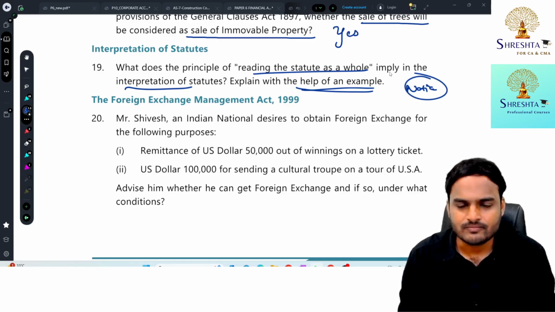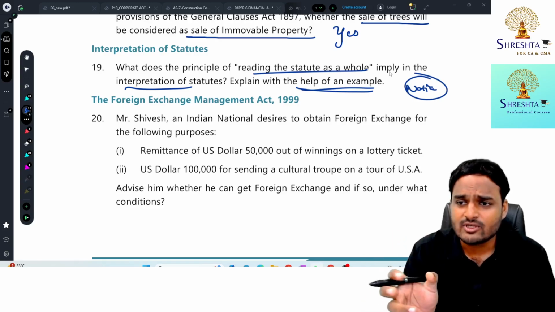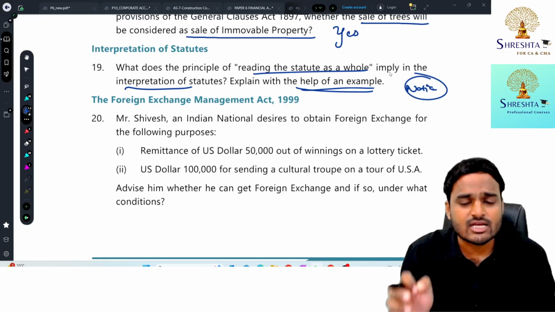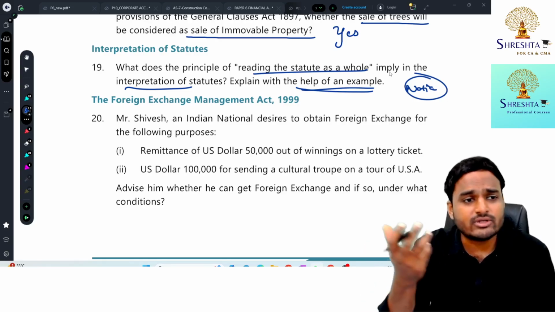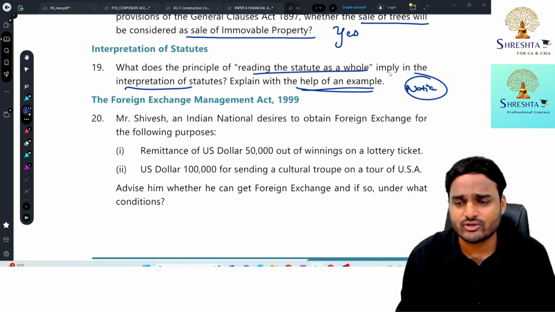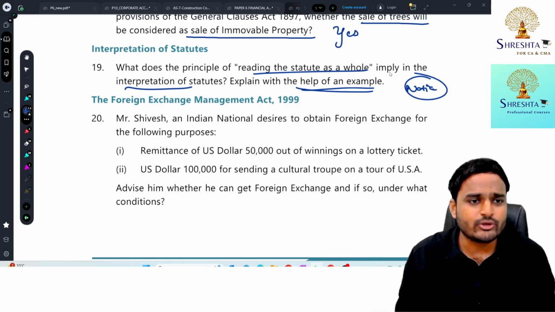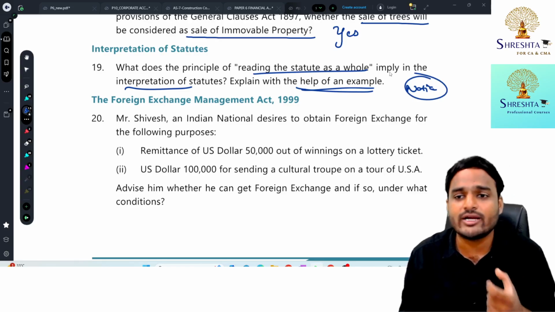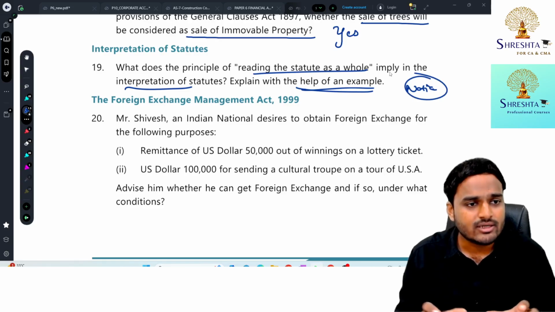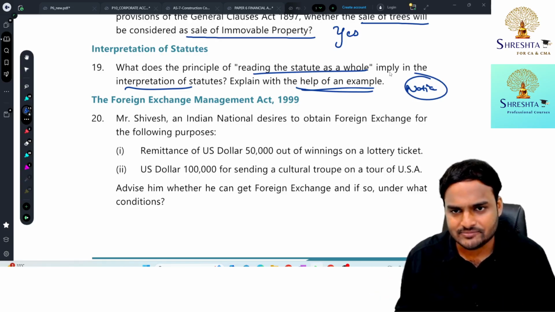Understood? Suppose the provision is very clear, that notice of AGM shall be given in writing, then there is no confusion at all. Then there is no need to refer to section 20 or all other sections. Are you getting my point, students? When you read the statute as a whole, ambiguity can be eliminated. You can avoid ambiguity and you can interpret it correctly.